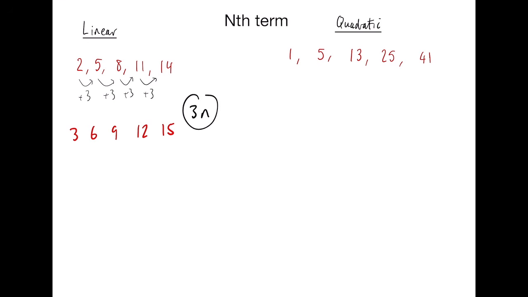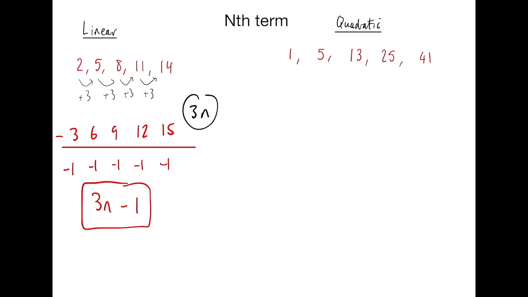3, 6, 9, 12, 15. Draw a line underneath, and we want to take the top one away from the bottom one. 2 take away 3 is -1. 5 take away 6, -1. 8 take away 9, and you get the pattern. So our final answer here is 3n minus 1.